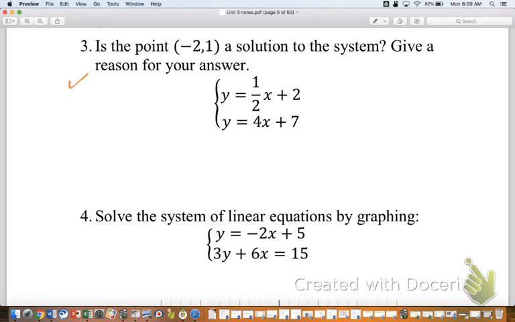So if I'm going to check y equals 1/2 x plus 2, I'm going to do just what Coy said there. The 1 would go in for y. The -2 would go in for x. On the right side, what's half of -2? Half of 2 is 1, so half of -2 is -1. So 1 equals -1 plus 2. And that right side, -1 plus 2 is 1. So that appears to check.